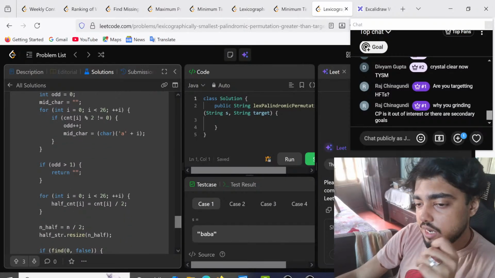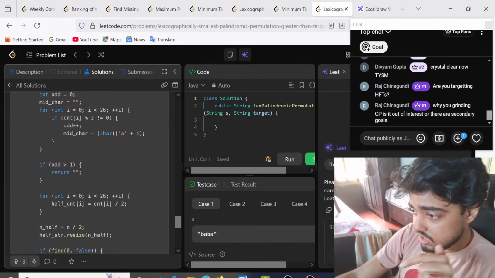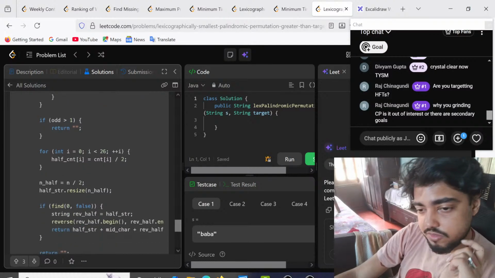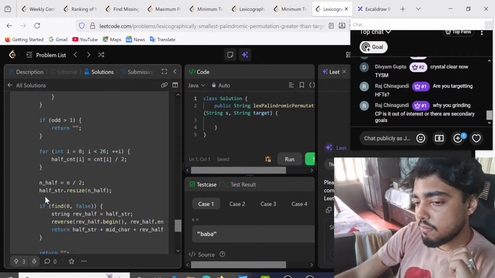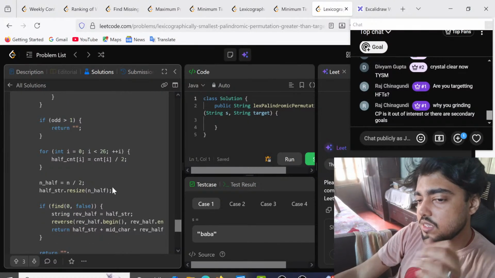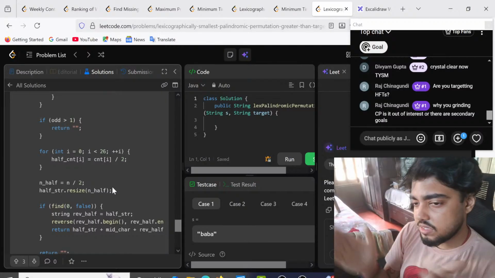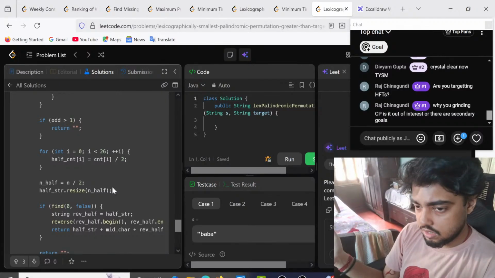For int i equal to 0, i less than 26, he's just making the count as half, so that he just needs the first half. n half is equal to n by 2. Half str dot resize, so he's just resizing the half str to n half.